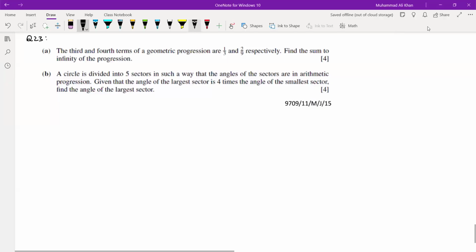Now, students, question number 23, the next question of progression. It's of May June 15 paper 1-1. The first part is, the third and the fourth term of a geometric progression are given. The third term T3 is 1/3 and T4 is 2/9. Find the sum to infinity. Sum up to infinity हमें calculate करना है, means we need A and R.